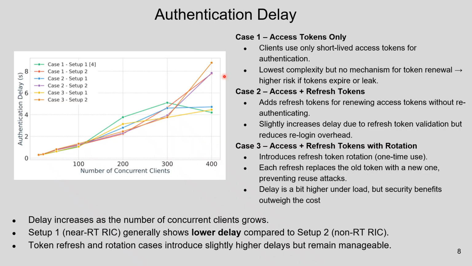So in our experiments, we have taken several time measurements. One of those is the authentication delay. So here we have defined three cases. That means we have three types.